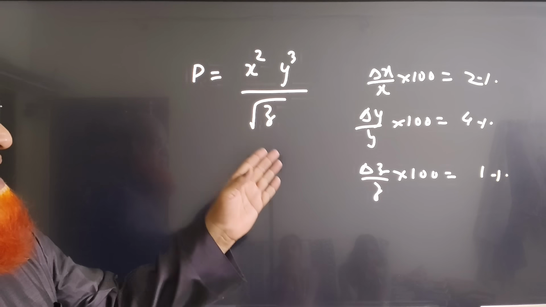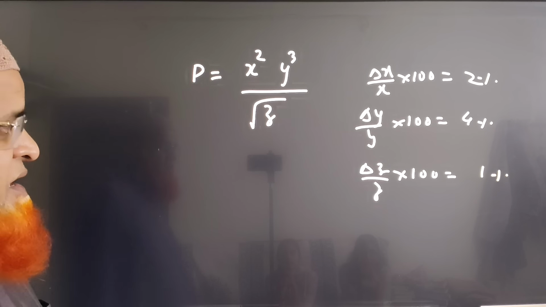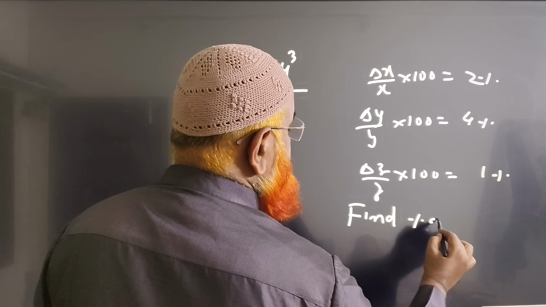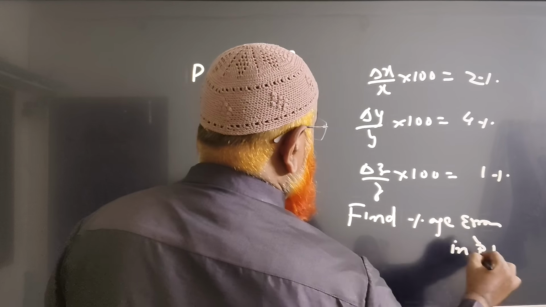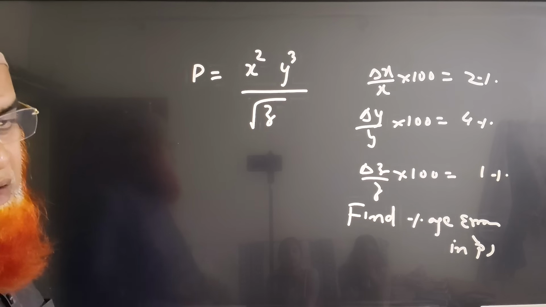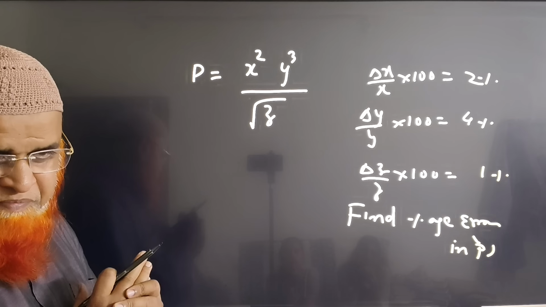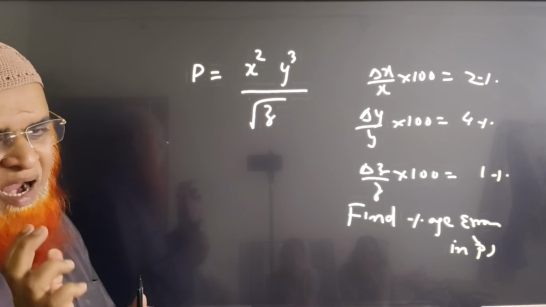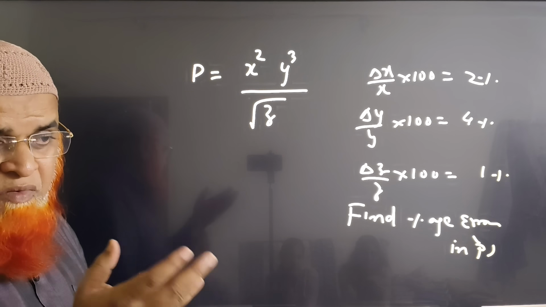Okay, percentage error in x, y and z. It's given like this. And this is the formula here. So find percentage error in P. This is the question asked. What are you going to do now? Percentage error in P. Either it is a multiplication or division or whatever, use your common sense. Error will be added. Error will not be powered. Error will not be divided.